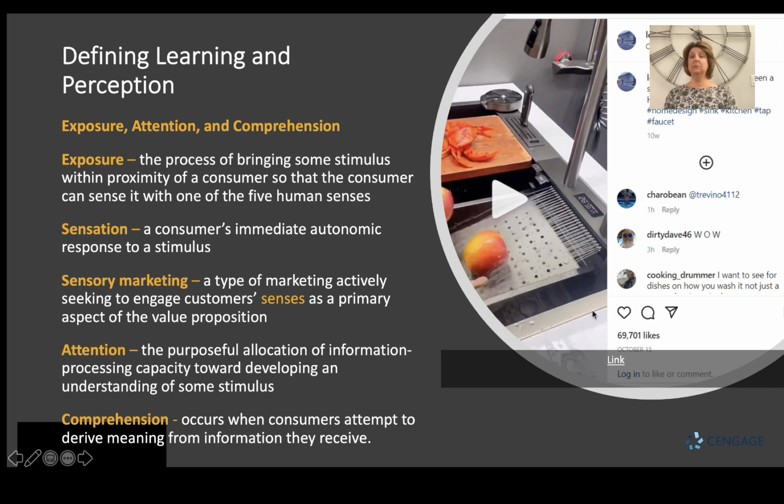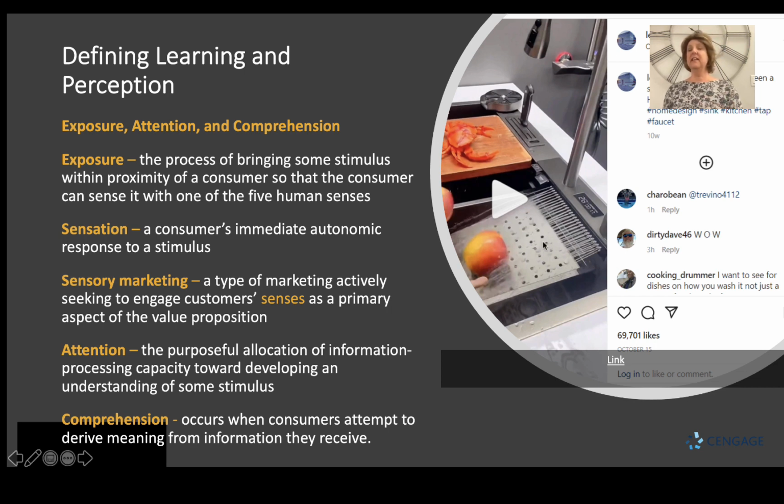So I have a little bit of an Instagram ad that I got here the past couple of days, which I thought did a really good job at showing sensory. So this is a sink. It's a special sink. I don't know that it's a smart sink, but there's a lot of features on it.